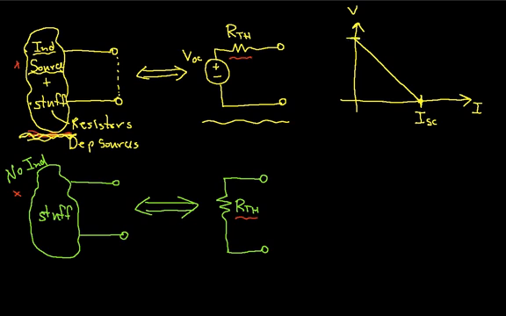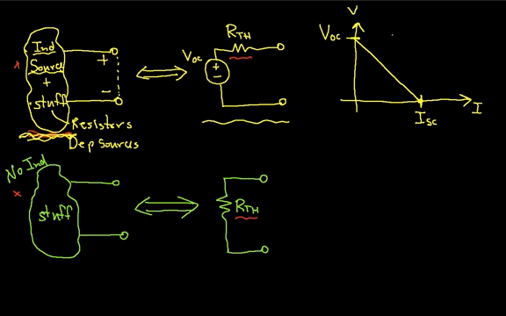This voltage, that is the voltage where the current is 0, is called VOC. This stands for the open circuit voltage. And this is the voltage that you get between these two terminals when you have nothing connected to them.